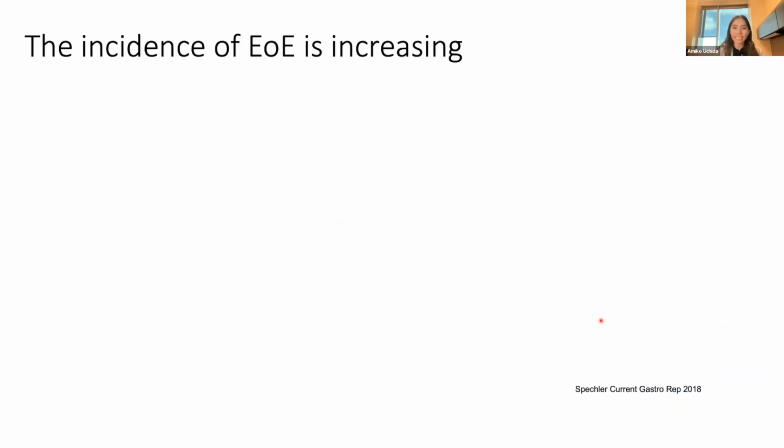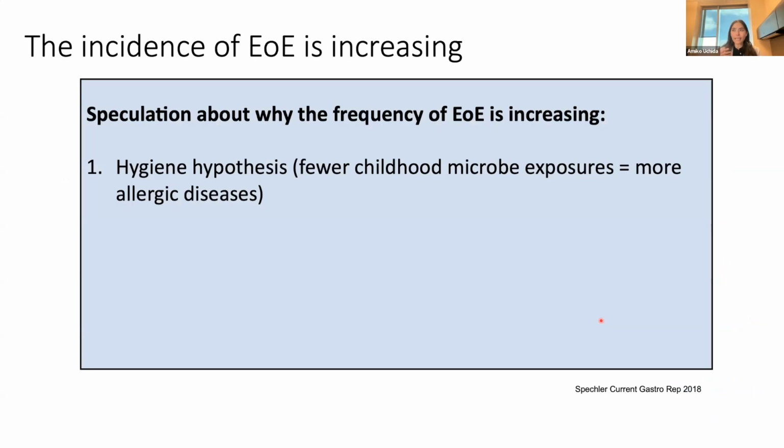So we know that the incidence is increasing, but let's think now a little bit about why. So I have here a little bit of speculation about why the frequency might be increasing. And I wanted to highlight this because I think it brings us to thinking about reasons that the microbiome might be relevant. So one of these things, and also this is not an exhaustive list, one of those things that I've put up here is the hygiene hypothesis. And there's a lot of different ways of interpreting the hygiene hypothesis. You may have heard of this before.